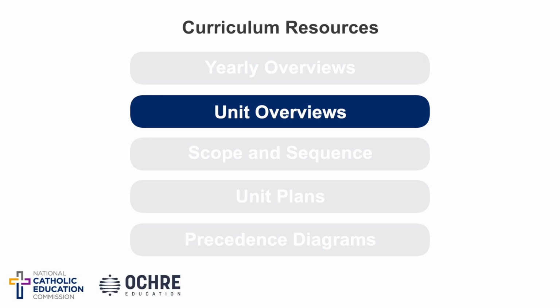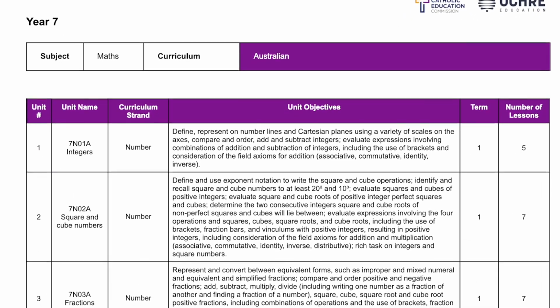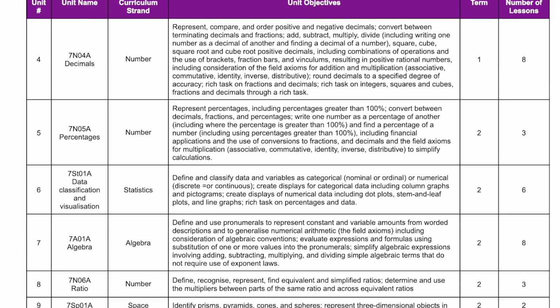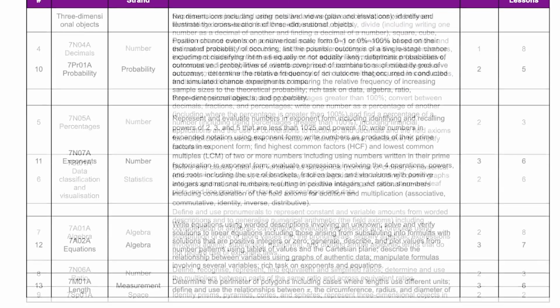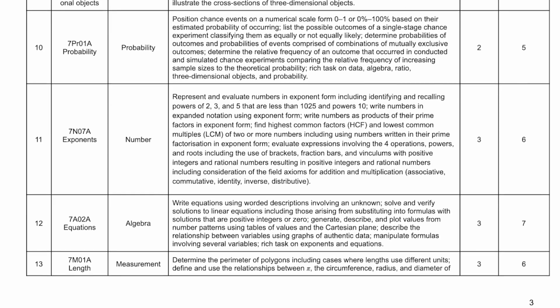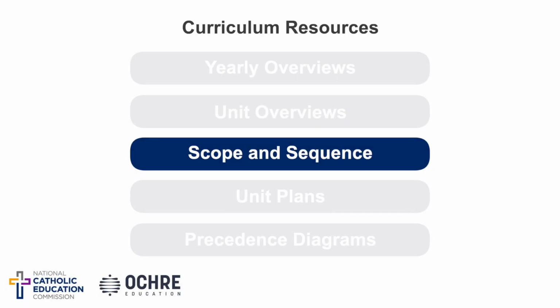Unit overviews are a list of the units scheduled for the year, their objectives, length, and links to the syllabus and curriculum. The unit overviews provide a more detailed outline of each unit taught in each year. They serve as a foundation for customizing instruction to meet diverse student needs, including those requiring extra support or challenges. Additionally, the unit overviews can be used to aid in assessment planning, ensuring alignment between assessments and unit objectives for accurate progress measurement. Let's look at the scope and sequence.